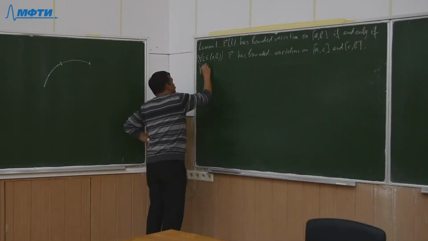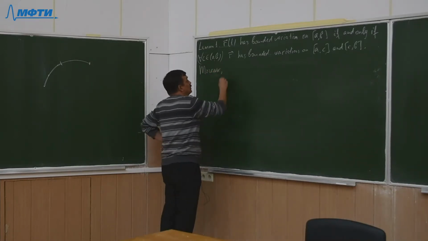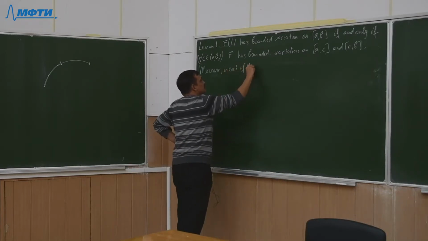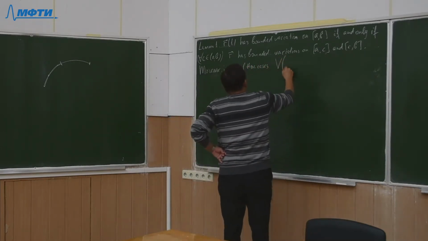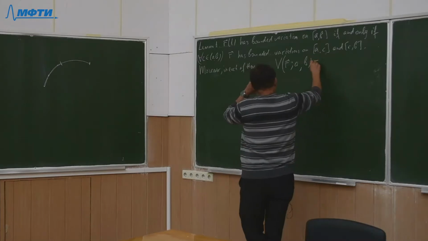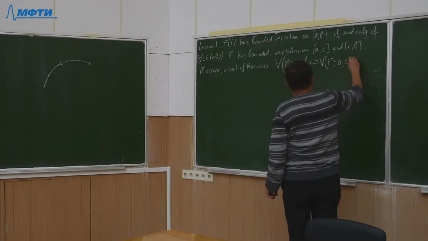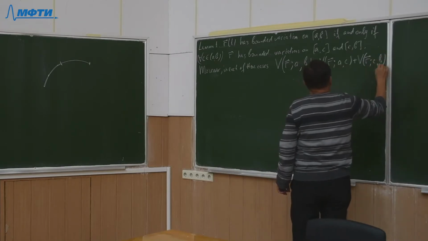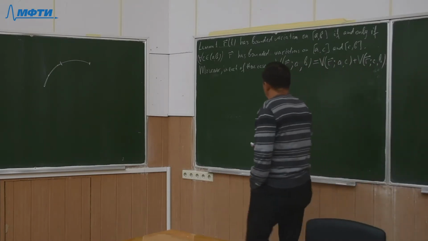Moreover, in each of those cases, the total variation of R over AB is equal to the sum of the total variations. That is what was illustrated by this picture. Now, proof.